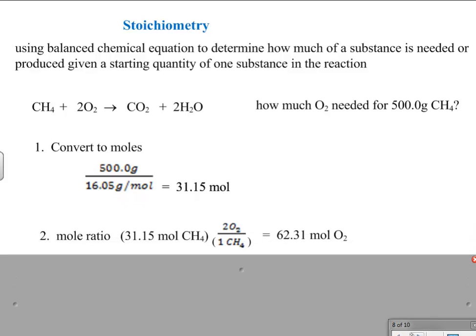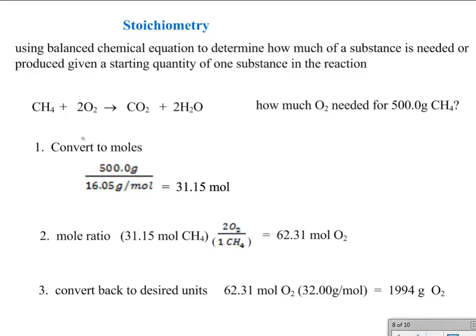Then we're going to look at the mole ratio between what we want and what we have. 2 oxygens what we want, 1 methane's what we have. Gives us 62.31 moles of oxygen that we need. So we convert to grams of oxygen by taking moles times formula mass of oxygen. We get 1994 grams of oxygen.